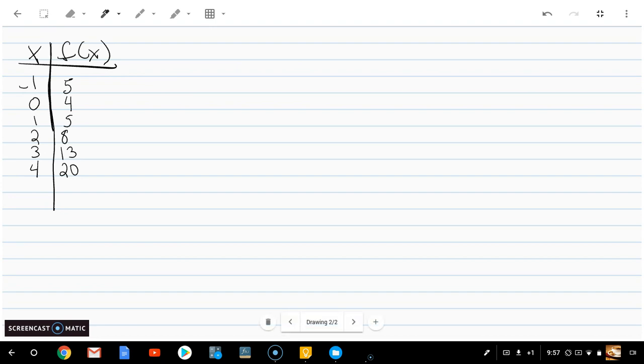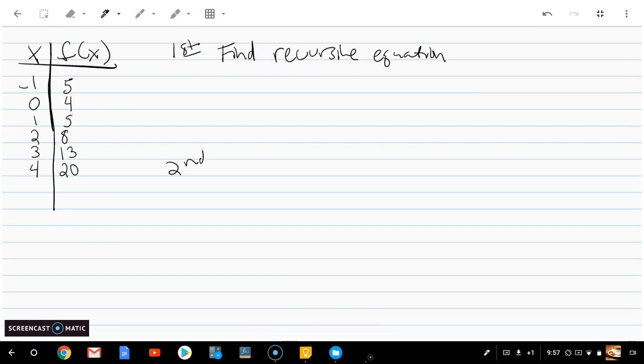So your first task is, first, I want you to find the recursive equation. Show all your work here, and you're going to have to type it into Edpuzzle. And then second, and this is the next question after I do the explicit, tell me what is the explicit equation. So you'll have to do that.